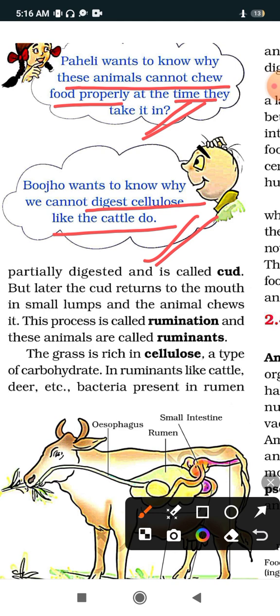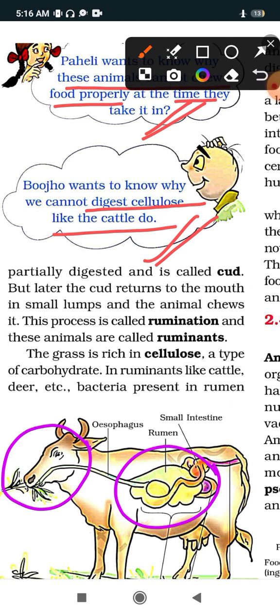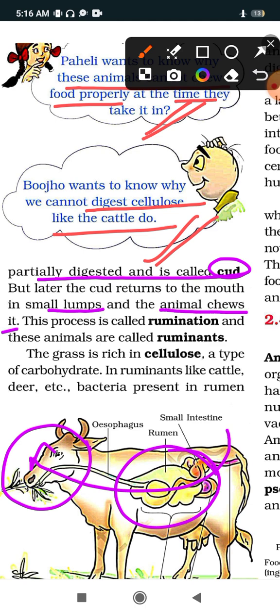Clear? Now see what happens in these animals. They first swallow food and store it in the part known as rumen. Then the partially digested food is known as cud. Clear? Then the cud returns to their mouth in small lumps and the animal chews it. Clear?